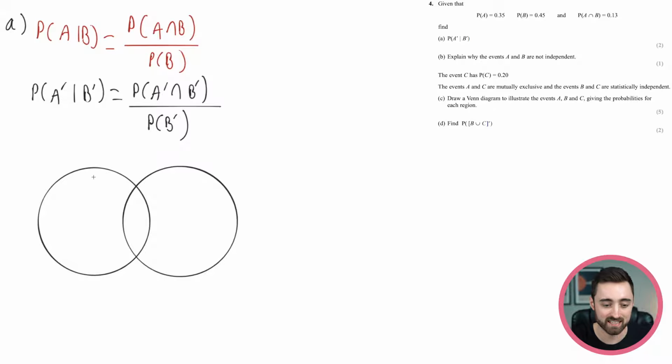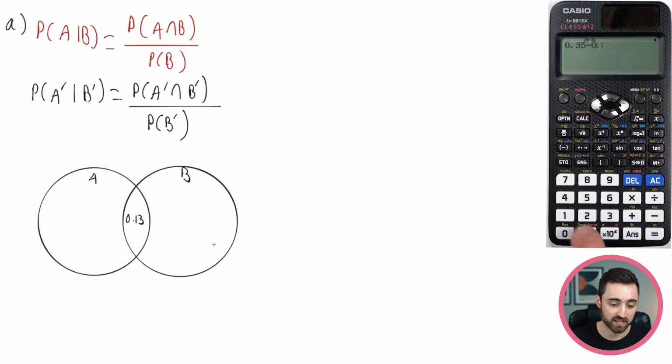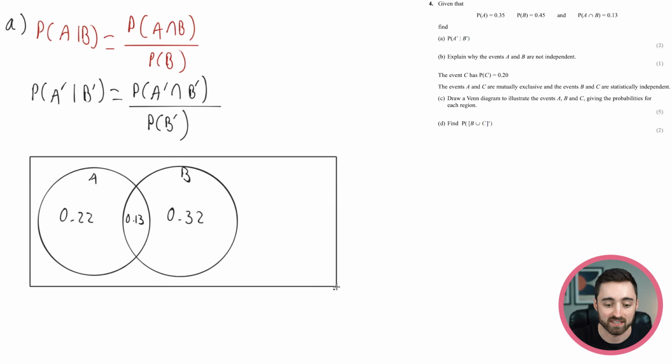So let's fill a bit of this in. If this was A and this was B, the probability of A and B is 0.13, so that's this bit in the middle. Now I can work out the other bits, because the whole circle of A is 0.35. So 0.35 minus 0.13 gets me this bit, which is 0.22. Same thing with B: 0.45 minus 0.13 gets me 0.32. There's also the whole thing, which is maybe a rectangle.